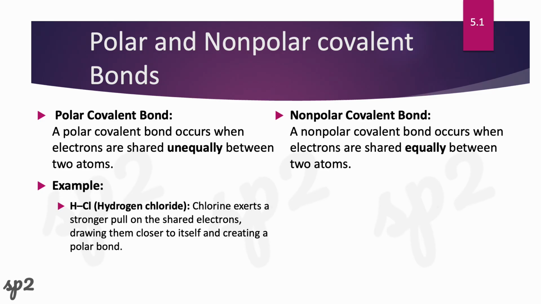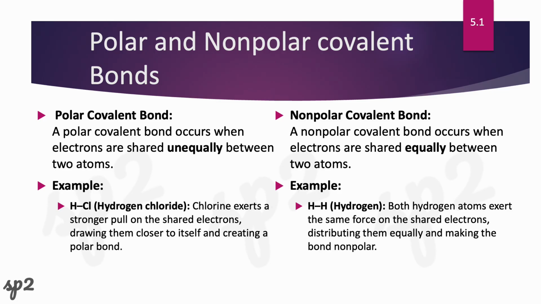For the non-polar covalent bonding, we're going to have equal sharing of electrons between the two atoms, which means that they have equal pull on the shared electrons. For example, if I have something like hydrogen, H2, both hydrogen atoms exert the same force on the shared electrons, and therefore we're going to have equal sharing of them, giving us a non-polar bond. Okay?